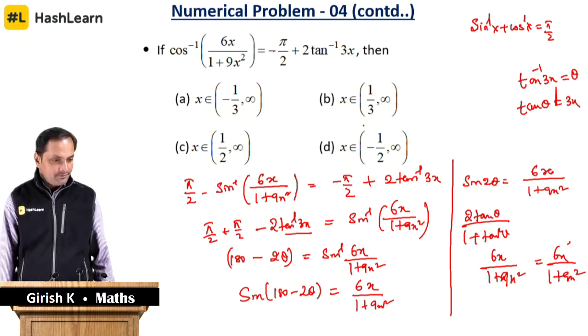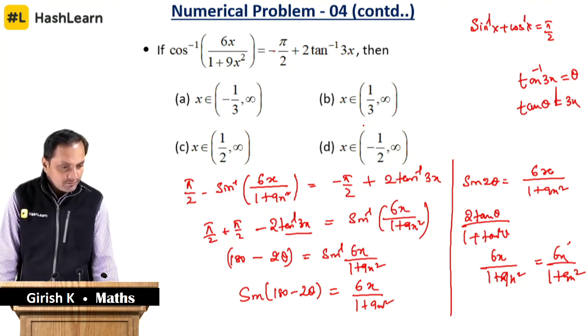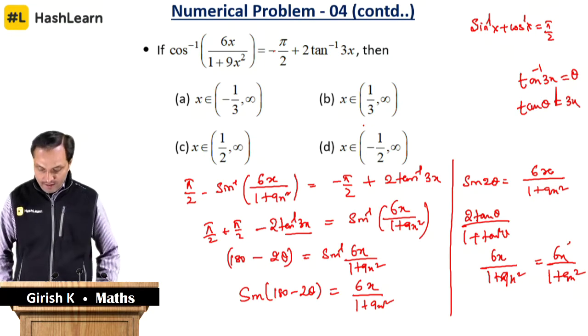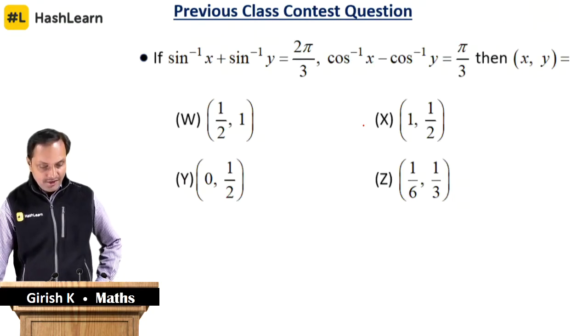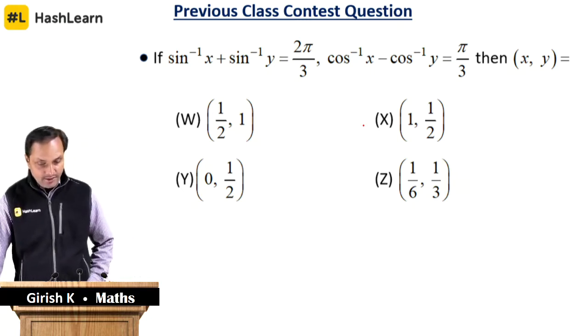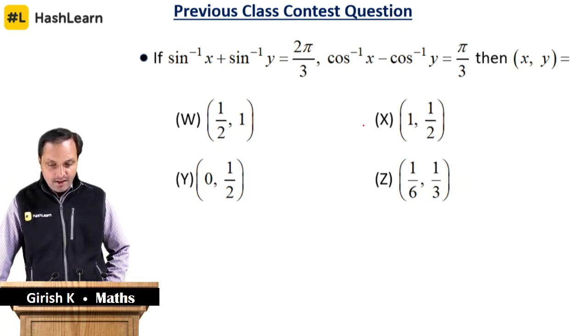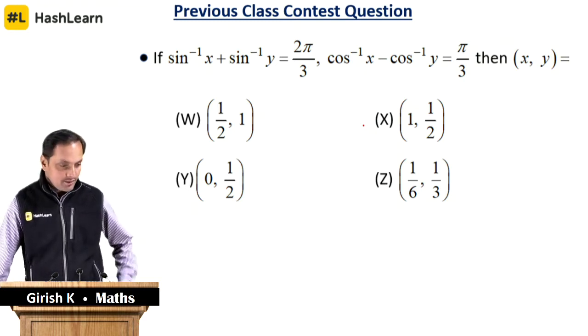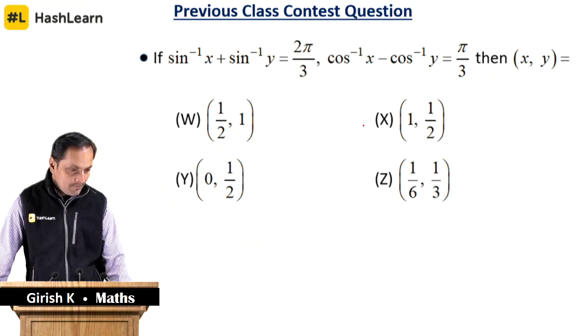Numerical number 5. Get ready for the next question. Numerical number 5. You have 45 seconds. And this is the previous class question. And the winner was Swati. Okay, Swati is not online today.